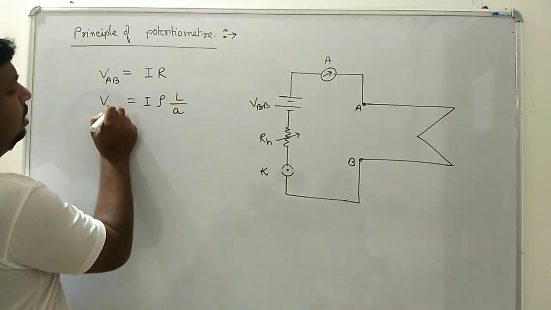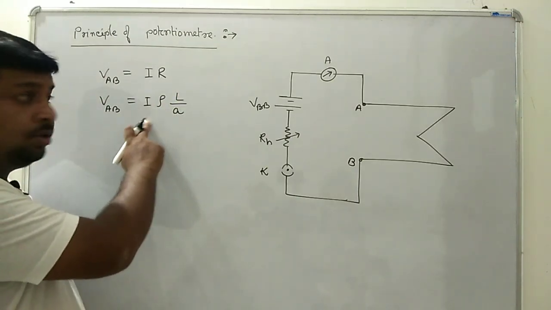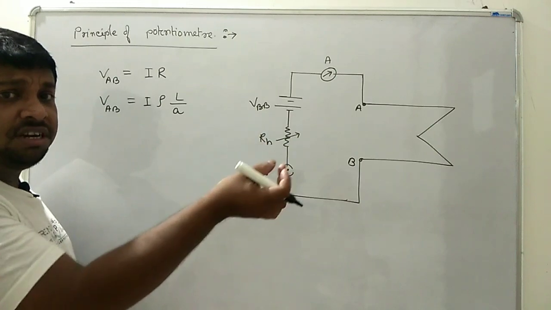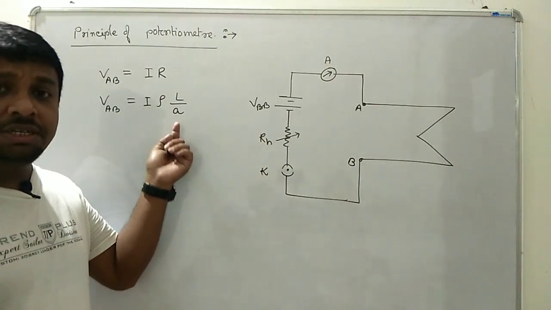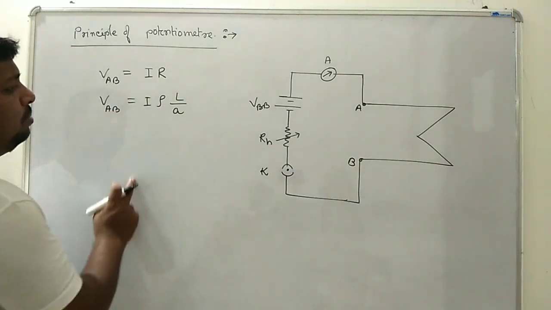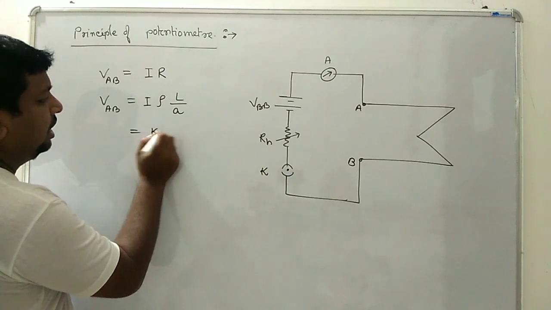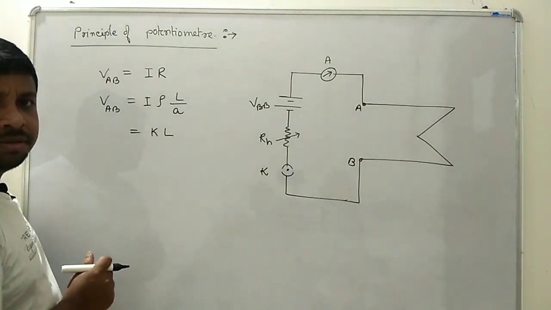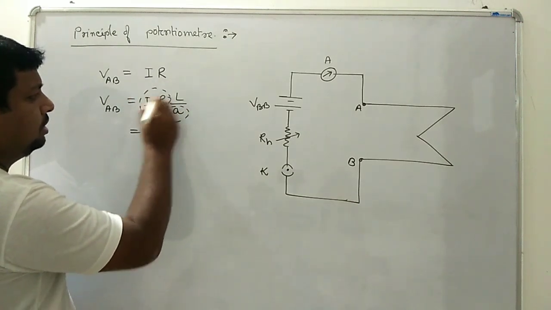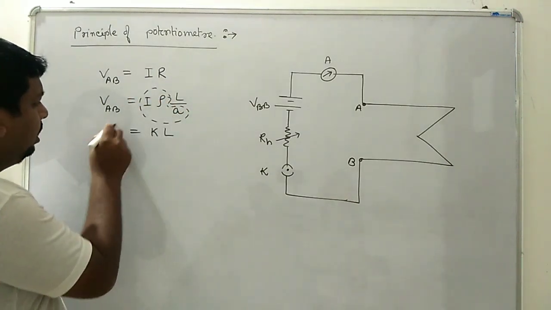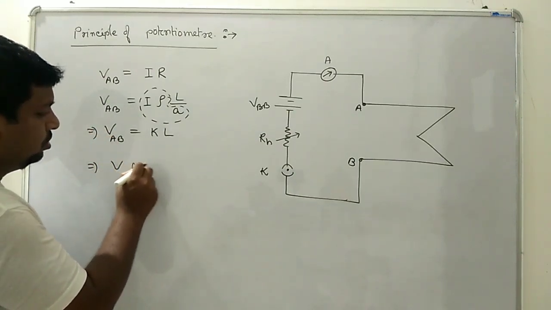V_AB equals I rho L by A. Here I is constant, rho is the resistivity of the material, which is also constant, and A is the uniform cross-section, so it is constant too. Therefore V_AB equals I rho L by A, which can be written as K into L. V equals KL, where K is constant. So V_AB equals KL, and from this we get V proportional to L.